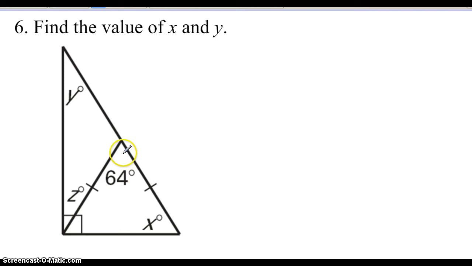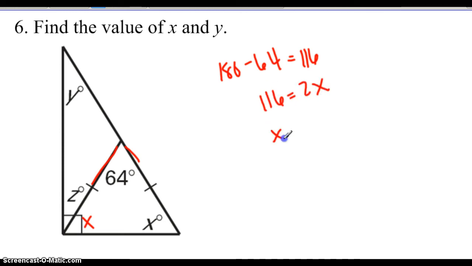So the first spot I start is that there's a little isosceles triangle down here. And if there's a little isosceles triangle down here and I have the vertex, then I know 180 minus that vertex gives me 116. So I know there's 116 left, and if I wanted to, I could put an x here. So it's going to be 116 equals 2x, and x is 58. So I know this is 58 degrees. I now know down here is 58 degrees.